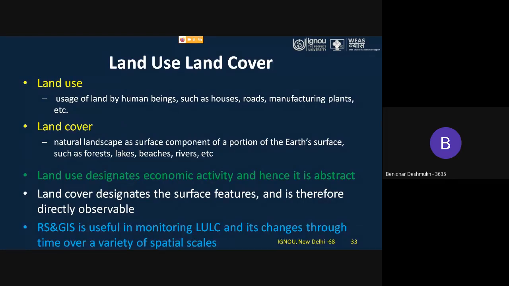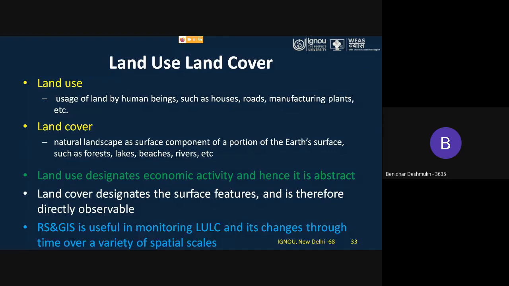Land use and land cover are two different terms. Land use refers to the uses of land by human beings, such as for houses, roads, manufacturing plants, etc. And land cover refers to the natural landscape, that is the surface component of a portion of the Earth's surface, like forest, lake, beach, rivers, etc. So here you will understand that land use designates the economic activity, and hence it is abstract, whereas land cover designates the surface features and is therefore directly observable.